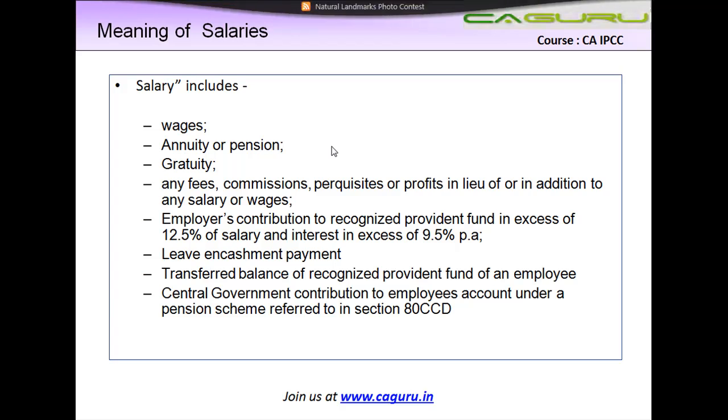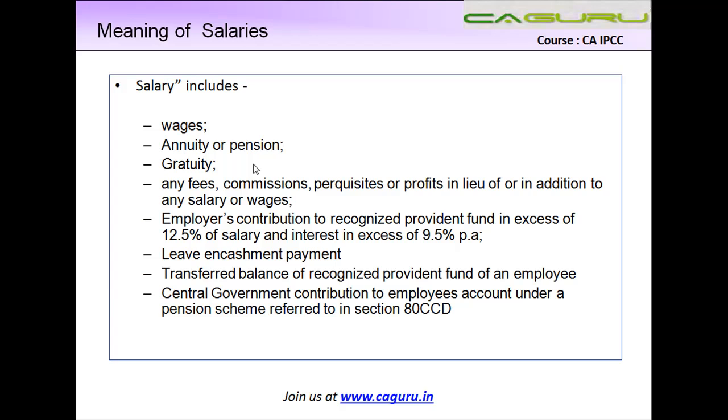Each one of these items has been discussed independently in the subsequent slides. Gratuity. Again, what do you mean by gratuity? Gratuity is a lump sum amount paid by the employer to the employee after he completes a minimum period of service, which is normally 5 years. There's a Payment of Gratuity Act which you would have studied as a part of your mercantile law paper. This is the same gratuity, to be discussed in detail in the subsequent slides.